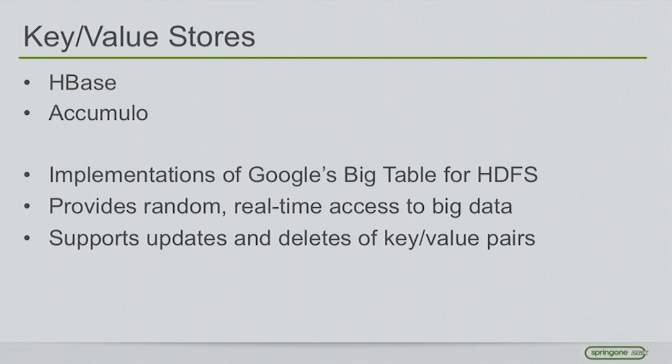So for key value stores, there's 2 out now, HBase and Accumulo. HBase was the first one that came around. They're both implementations of Google's Bigtable paper that came out. It provides random real-time access to your big data and supports updates and deletes of this. So this solves the problem of how do I change my data inside HDFS.